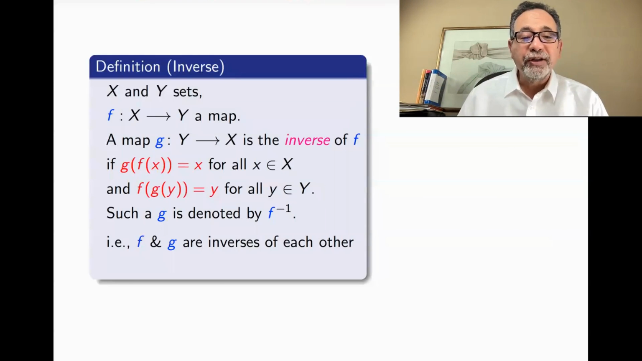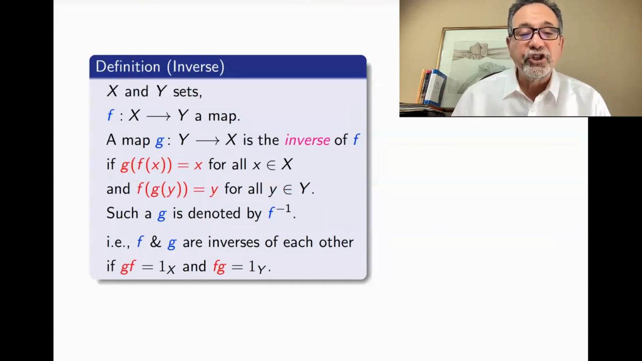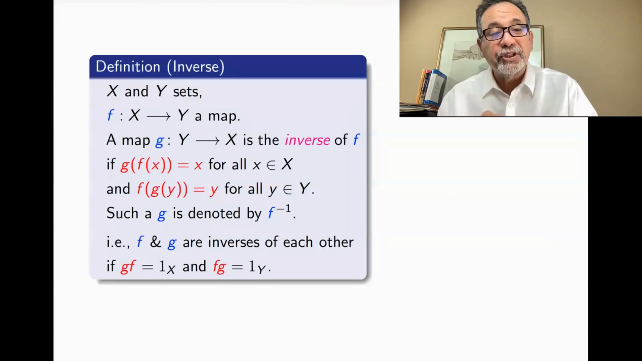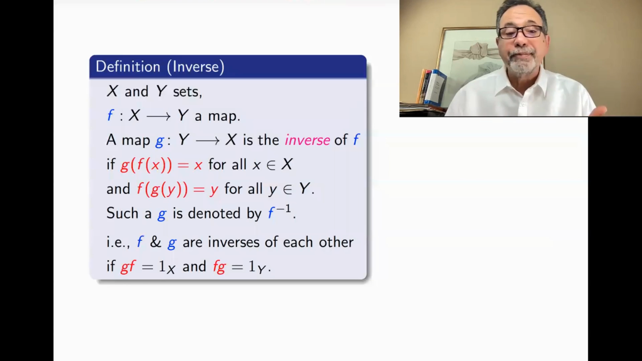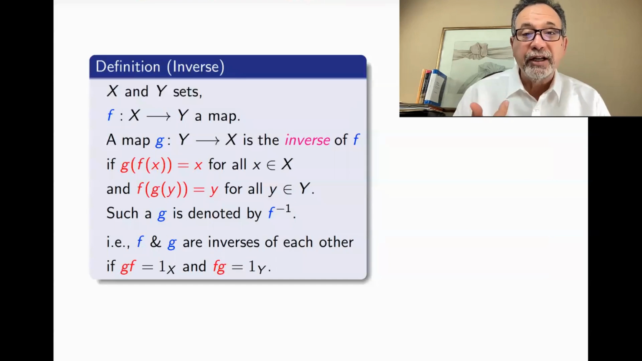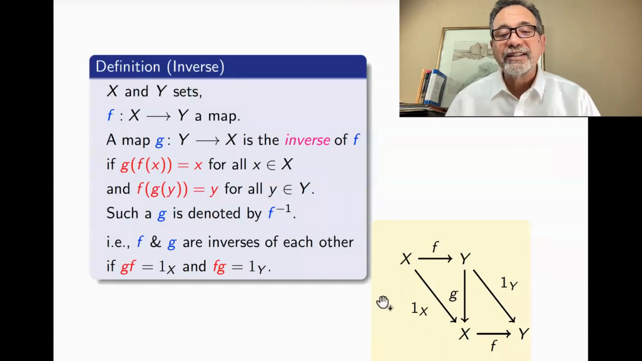If f and g are inverses of each other, another way of saying the same thing is that gf is the identity on x and fg is the identity on y, because identity was the map that sends everything to itself, and gf is the map where you do f and then g. So another way of saying that you have an inverse is to say that the products gf and fg are identity. By the way, this whole definition you can define using this diagram.